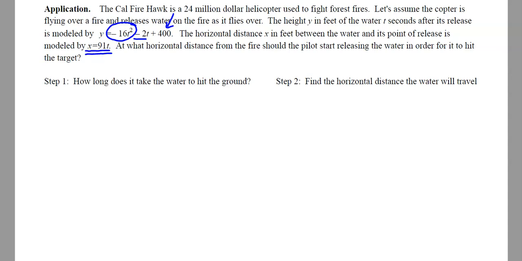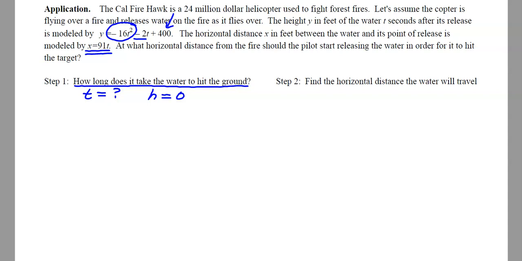It says, at what horizontal distance from the fire should we start releasing the water? So how early, as you're flying into it, should you pull the trap door to release the water? So step one, how long does it take the water to hit the ground? Basically they're saying, find t when h is 0, because that's when it hits the ground.